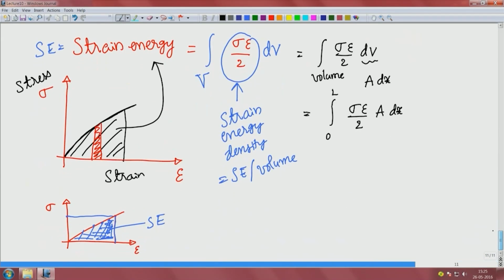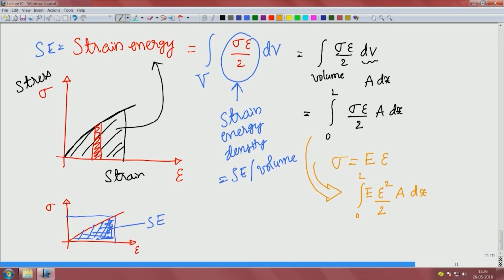So, I can write that volume integration as a one dimensional integration where x varies from 0 to L, and then replace dV with A times dx. That is the small volume dV for this problem. If we also assume the stress strain relationship, that is sigma equal to Young's modulus times epsilon, then these two will lead us to the integral from 0 to L of epsilon square by 2 with an E into A dx.